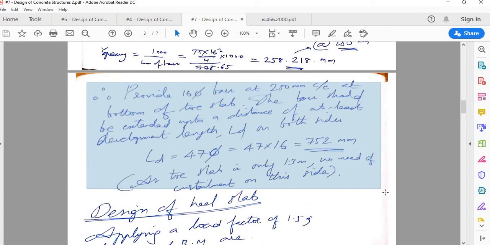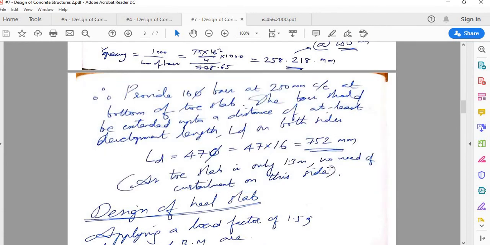Again, the concept of development length, we will discuss when we discuss SP 34 in the course of design of concrete structure drawing lab. Remember, we are doing those video tutorials, right? So I will discuss the concept of development length in detail there.